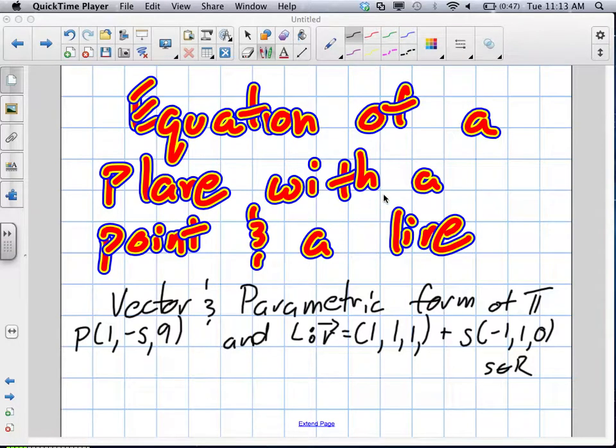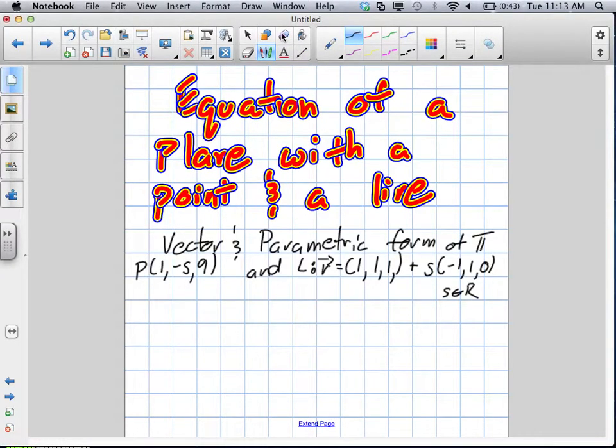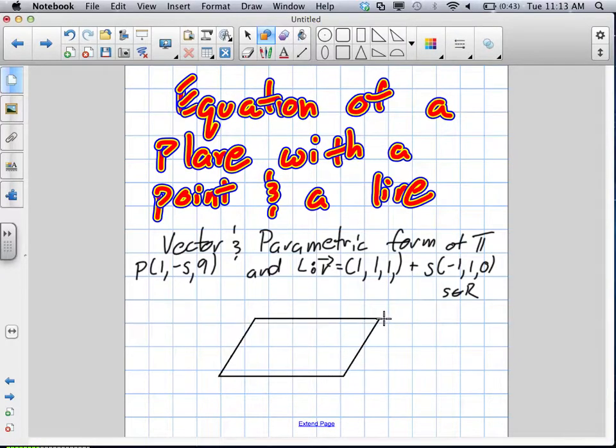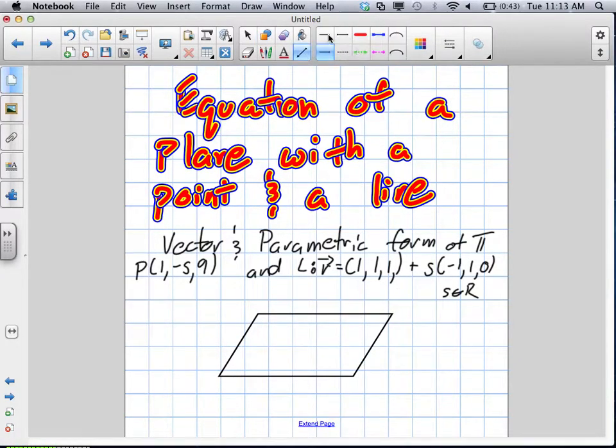Okay, equation of a plane with a point and a line. So again, we have a point and a line. We'll get an idea of what that looks like in 3 space here. So we have our parallelogram, and we have some line cutting through this. And then we have some point not on the line.